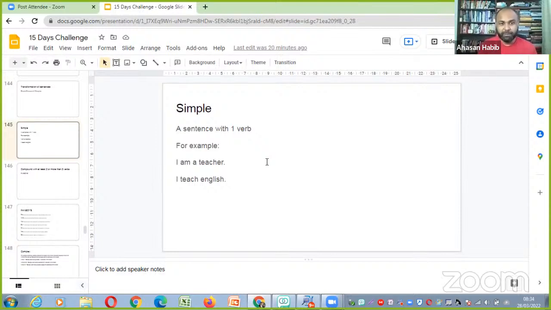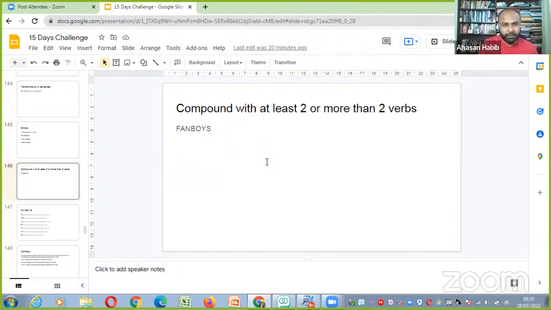So simple sentence means a sentence with a verb. So for example, I'm a teacher, I teach English. You are a student, you study at university or college. You are an employee, so you work for an organization. So these are the simple sentences, right? So now compound sentences with at least two or more verbs.